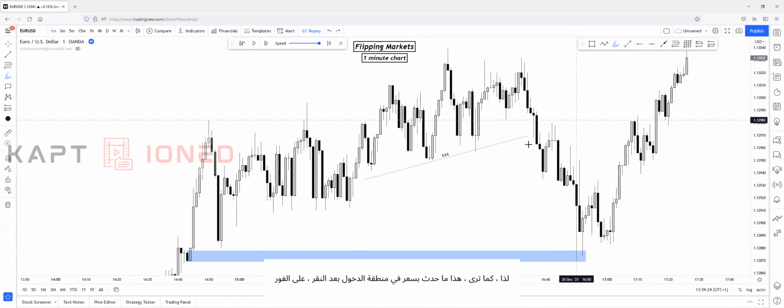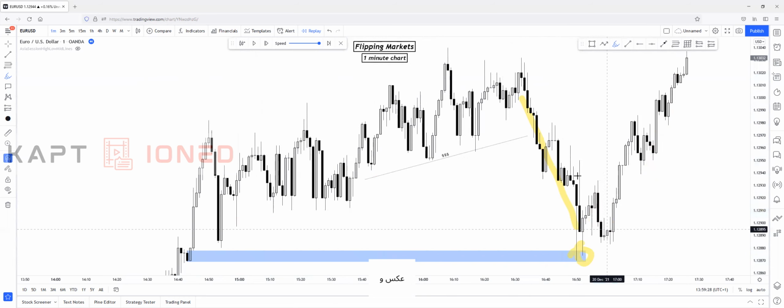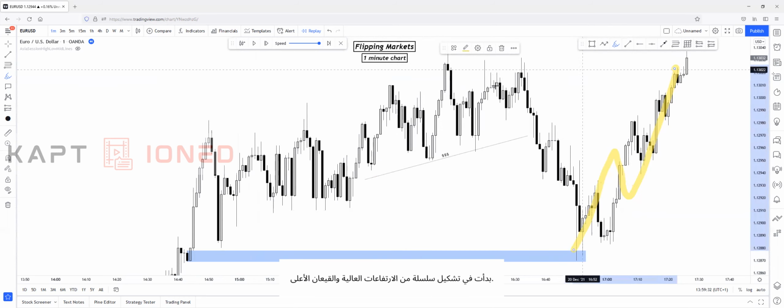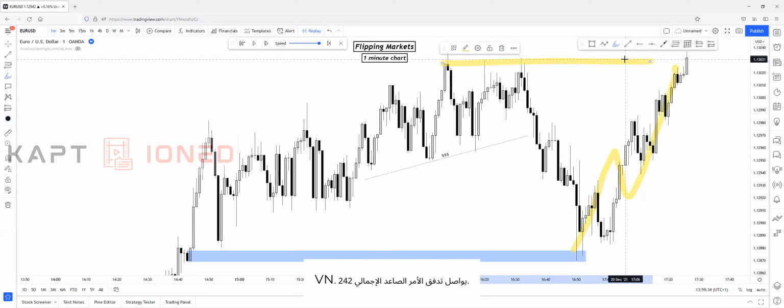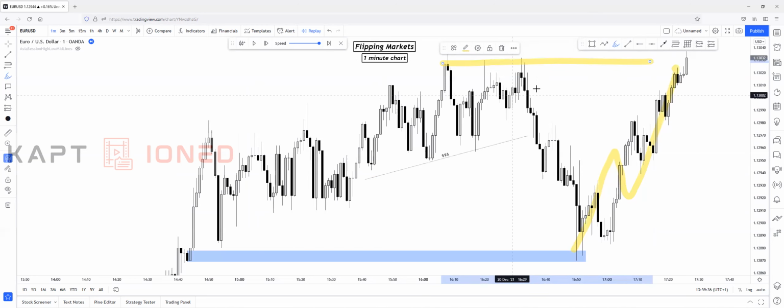So as you can see, this is what happened. Price tapped into this zone. After a tap, it immediately reversed and started to form a series of higher highs and higher lows again to continue the overall bullish order flow.